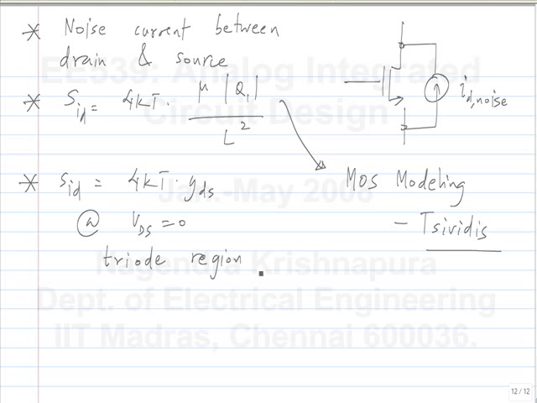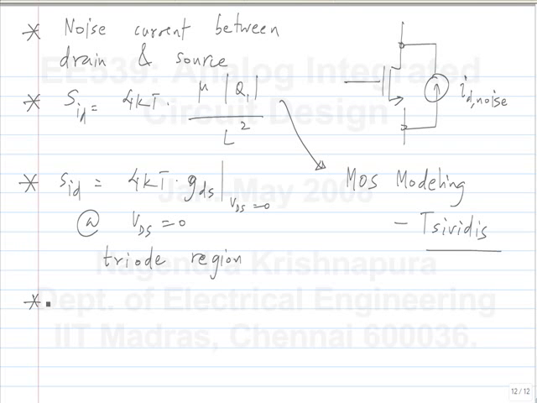Even in the triode region, the inversion charge will keep changing. Only at VDS equal to 0 will you have a uniform channel between drain and source. Otherwise, you will have slightly different values, but we will use this nonetheless. We will use this as the expression for the noise in all of the triode region.